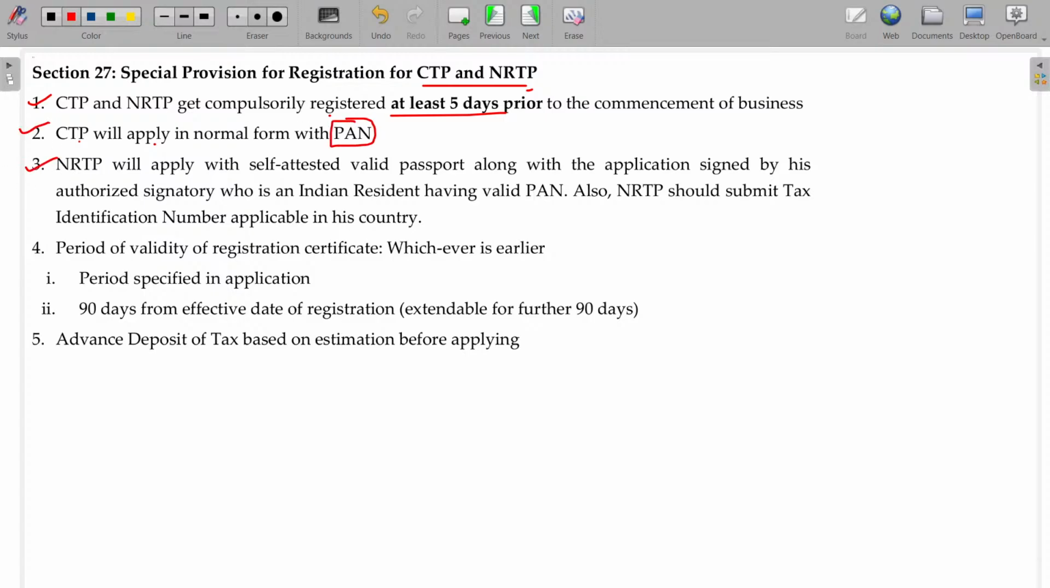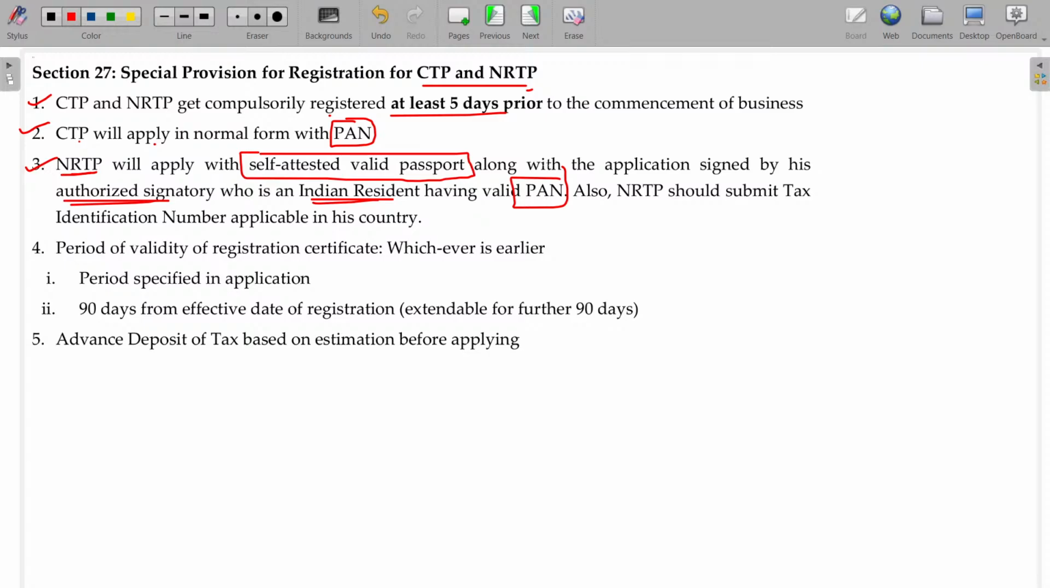But in case of NRTP, a self-attested valid passport should be given along with the application signed by his authorized signatory, who is an Indian resident with a valid PAN. So, if he is a non-resident, he will not have the PAN or Aadhaar, so he will submit his own passport. Apart from that, his authorized signatory will be in India.